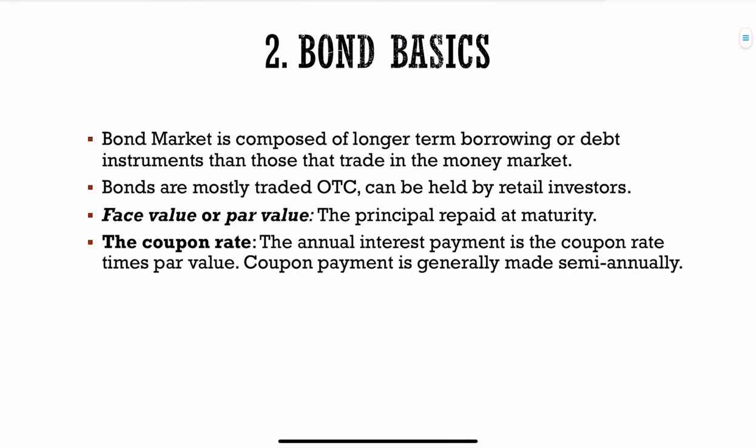The bond market is composed of longer term borrowing or debt, and in reality, bonds are generally traded OTC. Here, OTC refers to over the counter. However, you could also buy bonds directly as a retail investor. But more often, you will actually buy mutual funds or ETFs, which hold a portfolio of bonds.